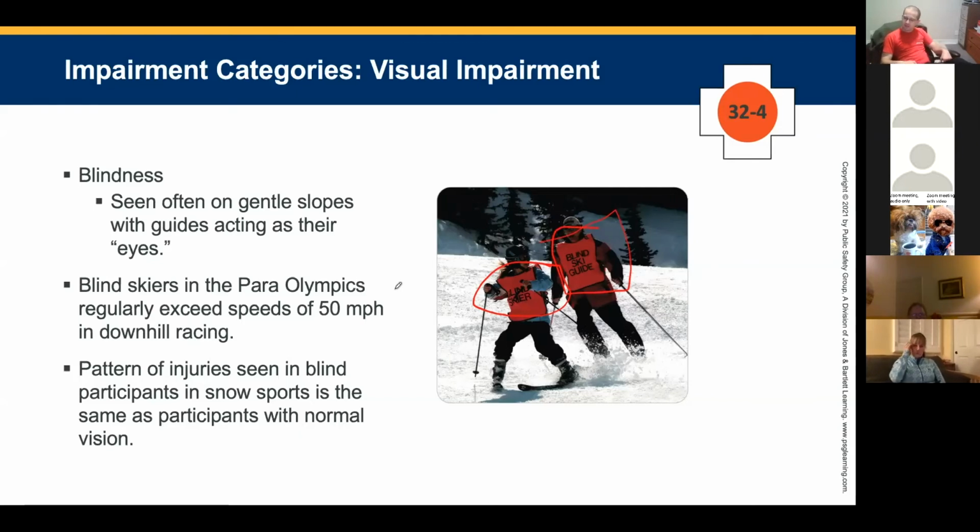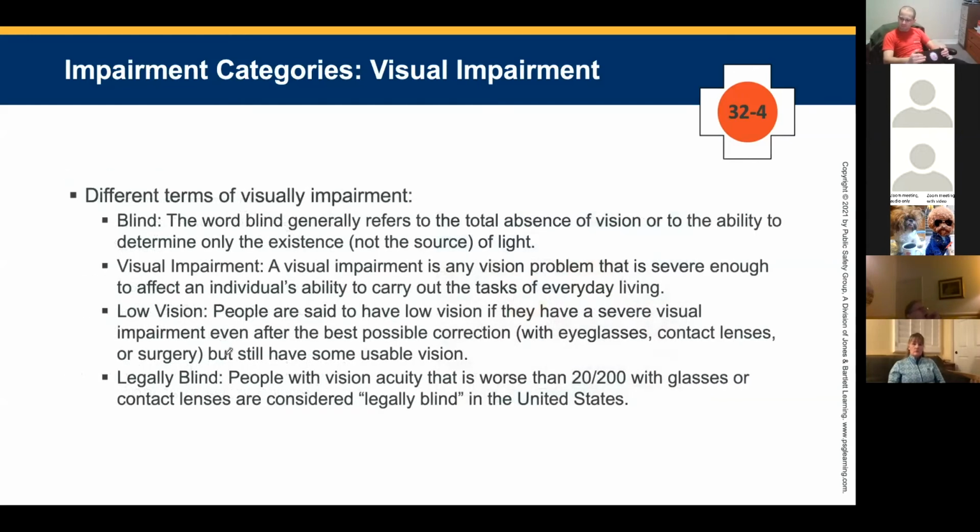However, blind skiers in the Paralympics can get to speeds of up to 50 miles an hour. And the pattern of injury seen in blind participants in snow sports is the same as those with normal vision. So just because they're blind doesn't mean they have any special injuries that can occur.